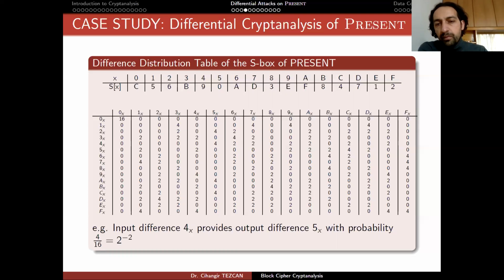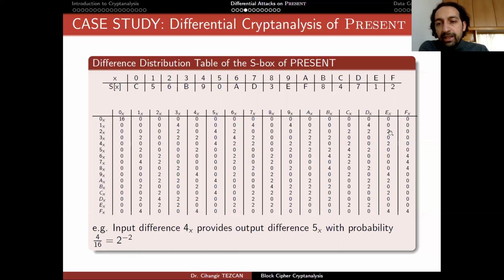So one input to this S box, let's say I, and the other one is I prime. We don't know what they are, but we know the XOR of these values. So if you know the XOR of these values, let's say that it is 2, by looking at this table, we can see that the output difference can be 3, 5, 6, A, C, D, and E.